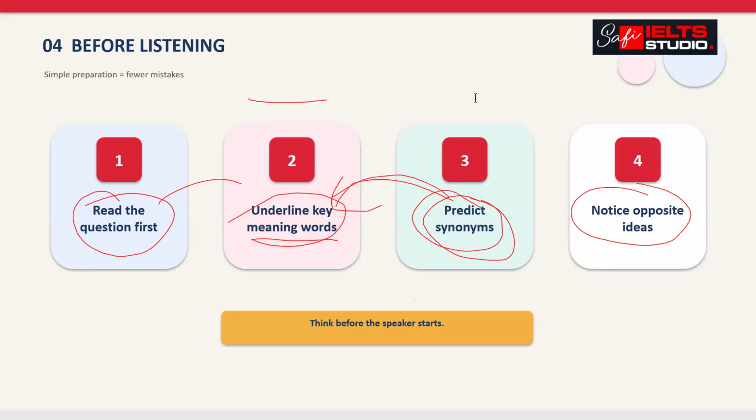And the fourth point, notice opposite ideas. Sometimes they give you the opposite ideas. If they give the opposite idea, the answer can be wrong, not the correct one. So always think before the speaker starts. If you think before the speaker starts, you can achieve a high band. But if you don't, then you may lose easy marks there.